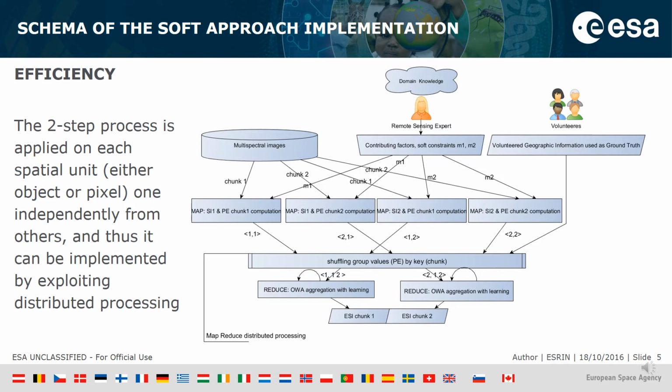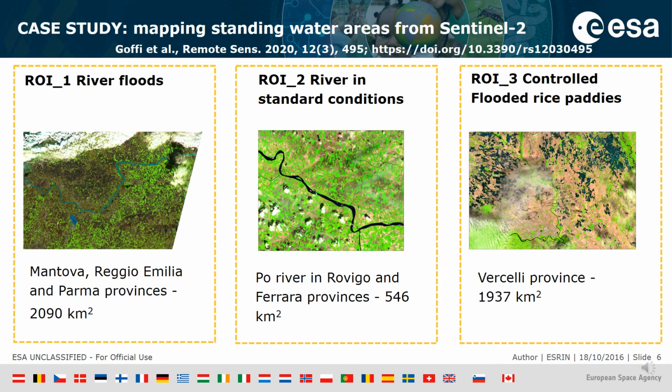The first phase can be performed by mappers, which in parallel evaluate the soft constraint on chunks of the input images, while the reducers, in the second step, recombine the results produced by the first phase on each chunk. The reducers also exploit ground truth information, here depicted as volunteer geographic information, in order to learn the aggregation for the given chunk. So, in each local area, in each chunk, we may learn a different aggregation operator, thus adapting the mapping to the local context.